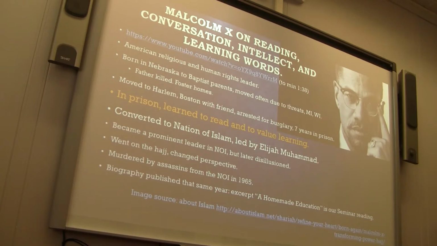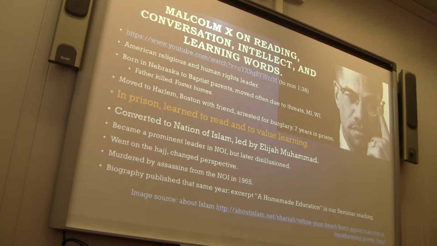So he's a contemporary writer. We're going to go to the distant past next time. But he's a contemporary writer who articulates these ideas for us. So this is a springboard for you, hopefully, to start thinking about and engaging in conversation with Malcolm X and thinking about what your education has meant to you or not.